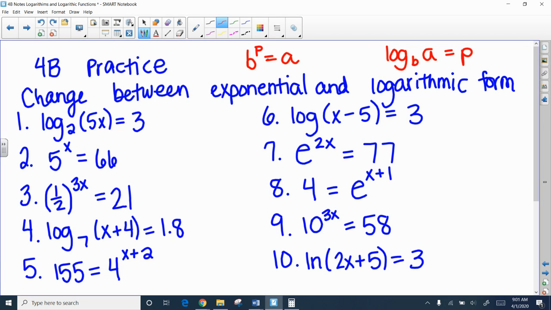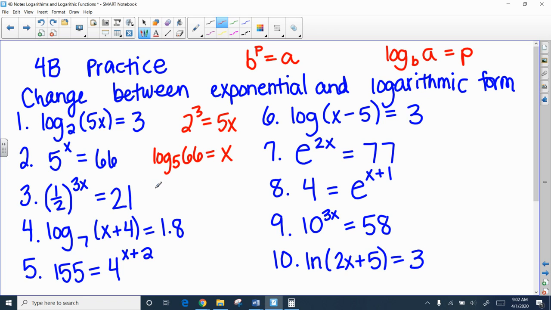All right, so now that you've tried the 10 practice problems, let's check our answers. So these are all mixed up. Some are in logarithmic form and some are in exponential form. So whatever form it's in, we have to change it to the other. Number 1 is in logarithmic form, so I have to change it to exponential. In exponential, it'd be 2 to the third power equals 5x. Number 2 is in exponential, so I have to change it to logarithmic. It's going to be log base 5 of 66 equals x.